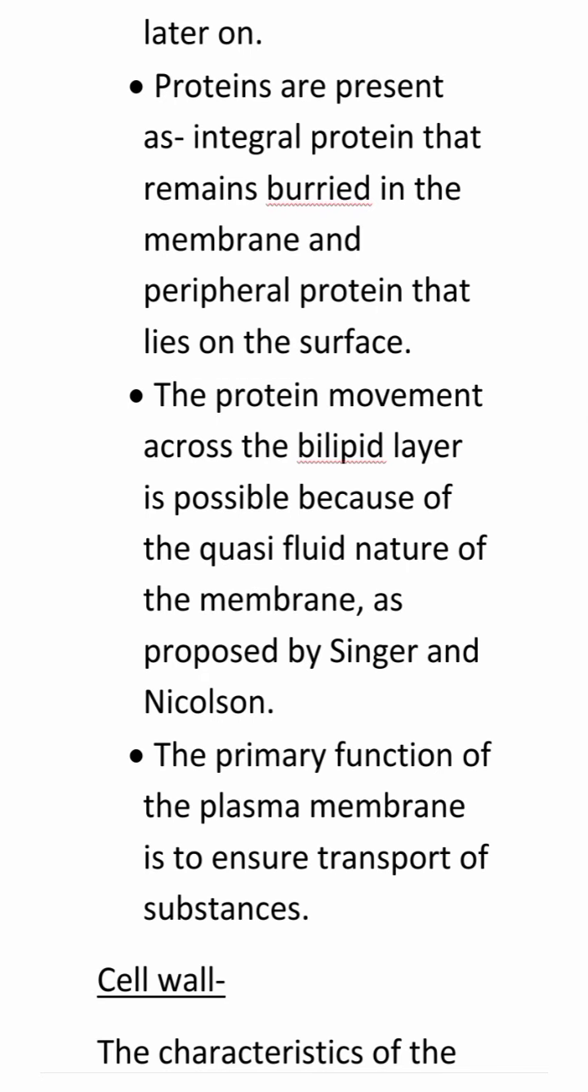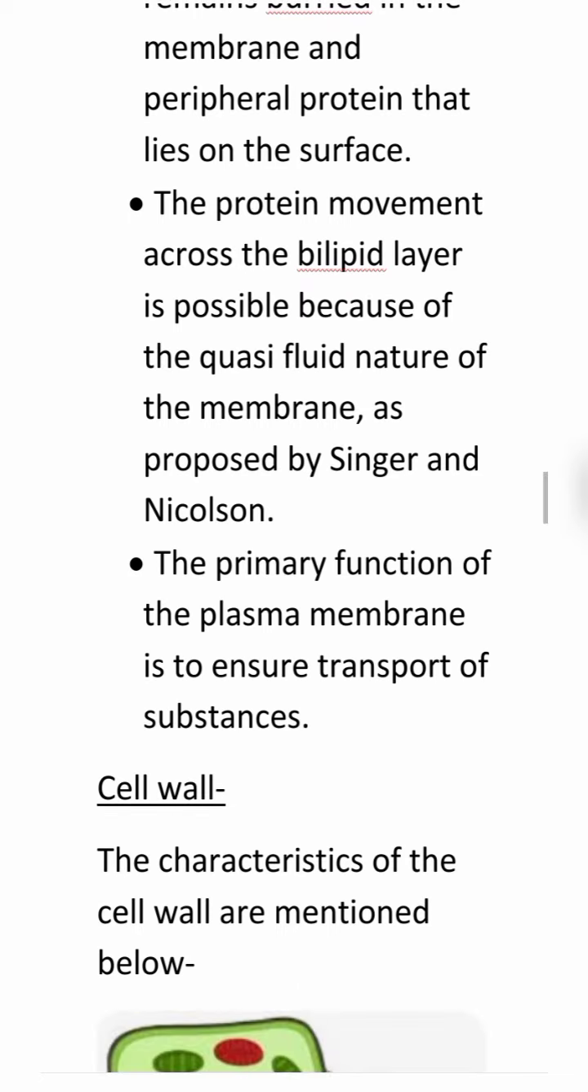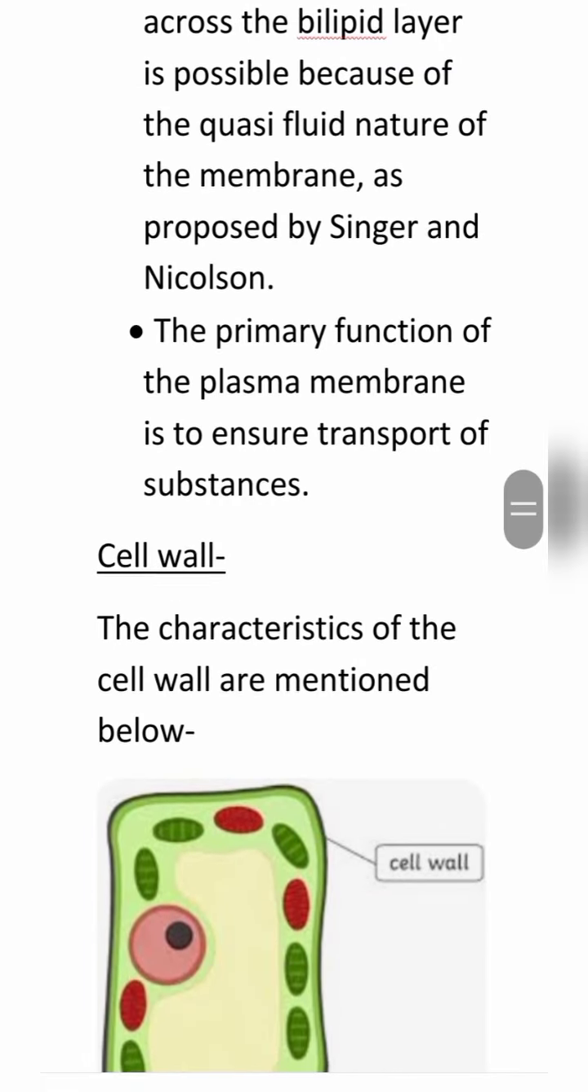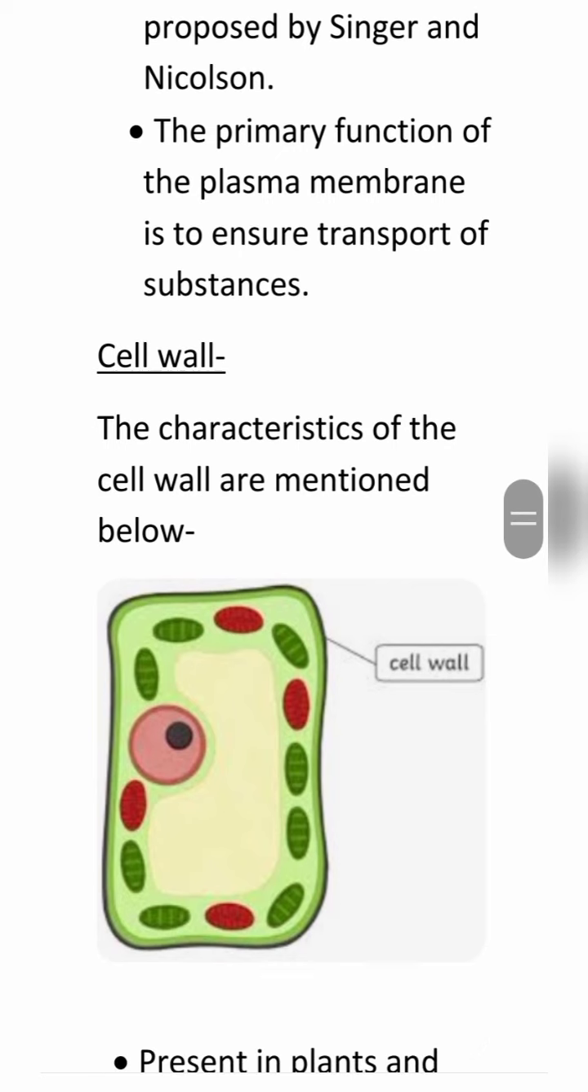The protein movement across the bilipid layer is possible because of the quasi-fluid nature of the membrane, as proposed by Singer and Nicolson. This theory was proposed by the two scientists Singer and Nicolson. The primary function of the plasma membrane is to ensure transport of substances.